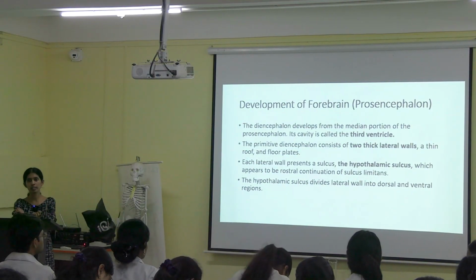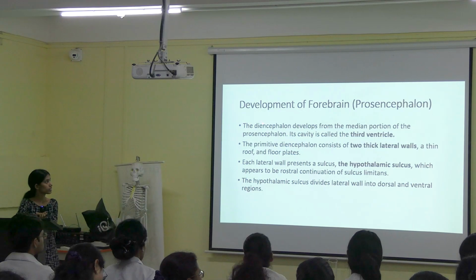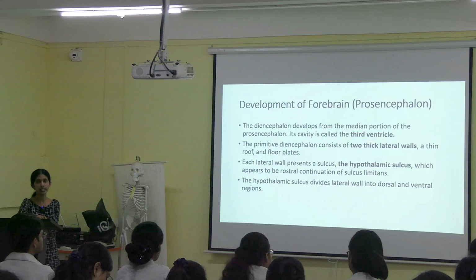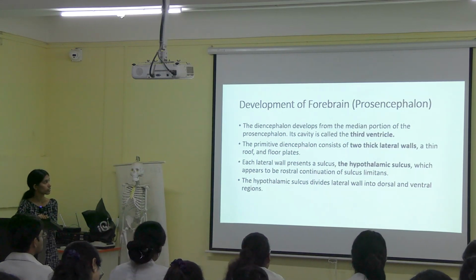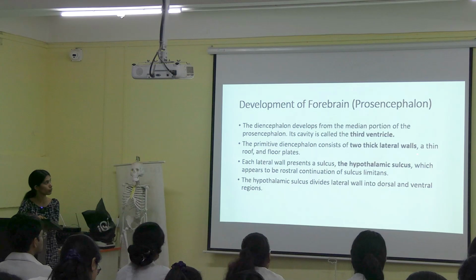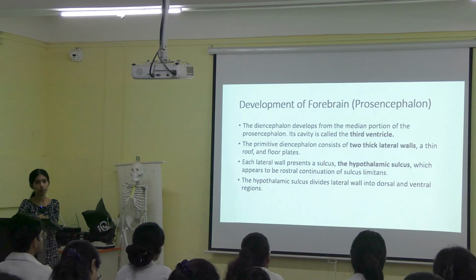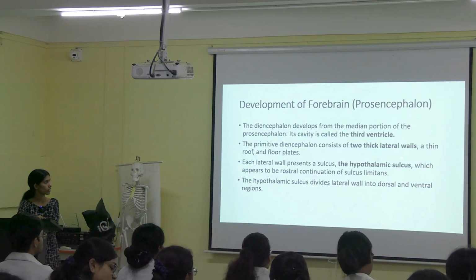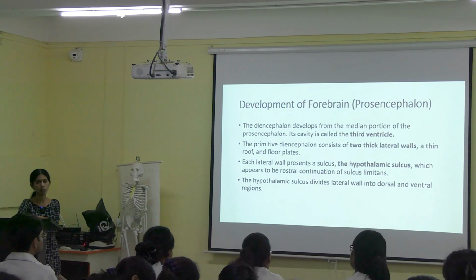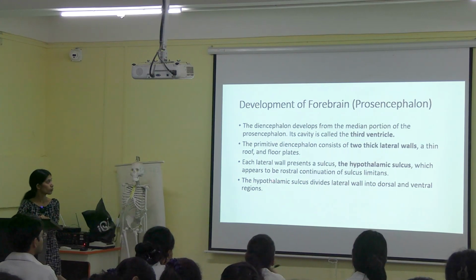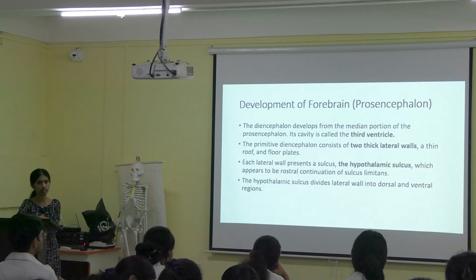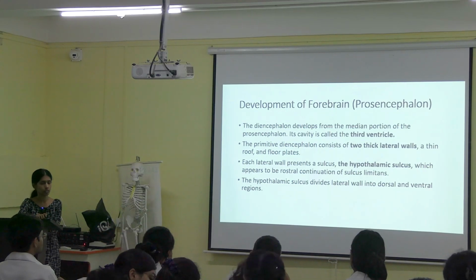Okay. Development of the forebrain. The diencephalon develops from the median portion of the prosencephalon. Its cavity is called the third ventricle. The primitive diencephalon consists of two thick lateral walls, a thin roof, and also the floor plates. Each lateral wall represents a sulcus that is called the hypothalamic sulcus, which appears to be rostral communication of your sulcus limitans. The hypothalamic sulcus divides your lateral ventral into dorsal and ventral regions. Okay, that is nothing but your superficial thin part and basal thick part, what I have explained.